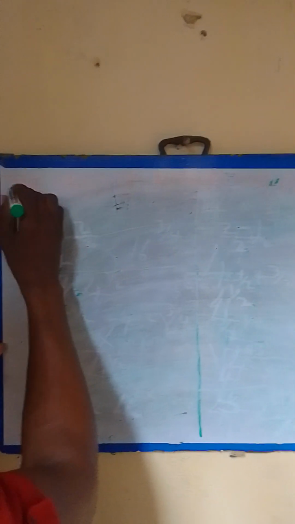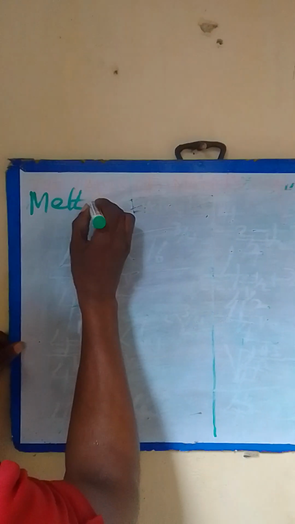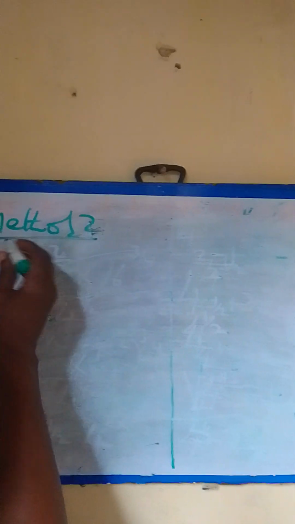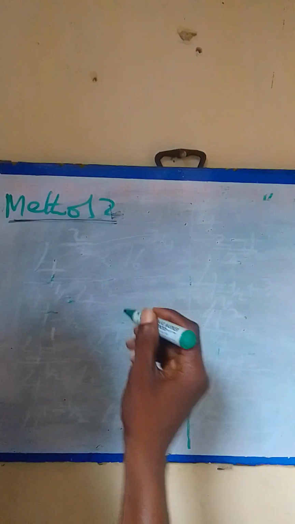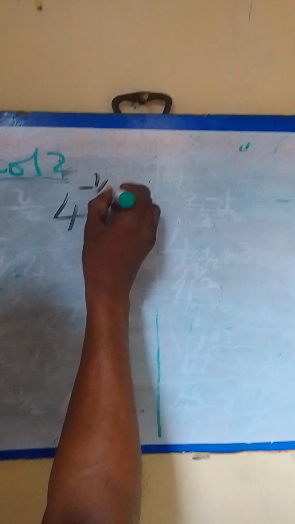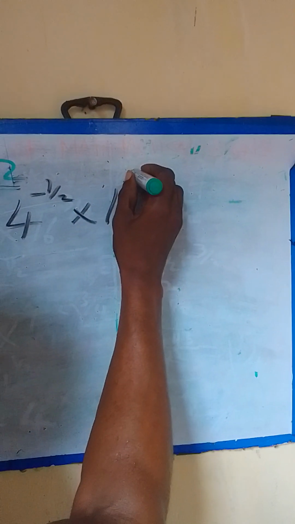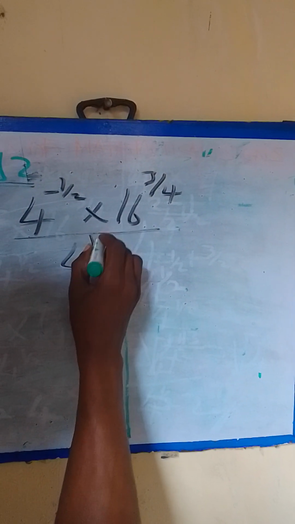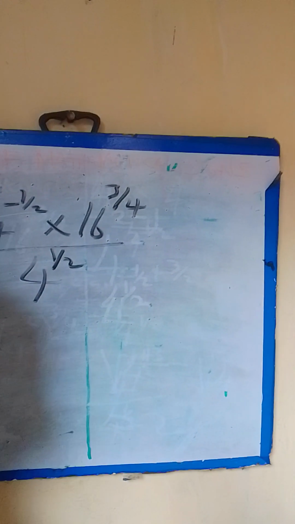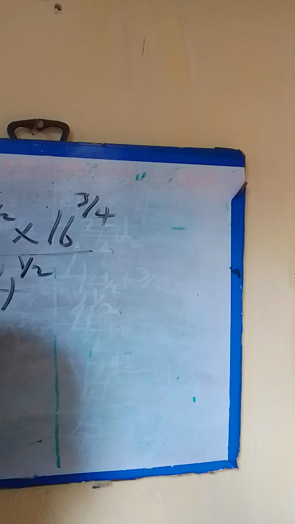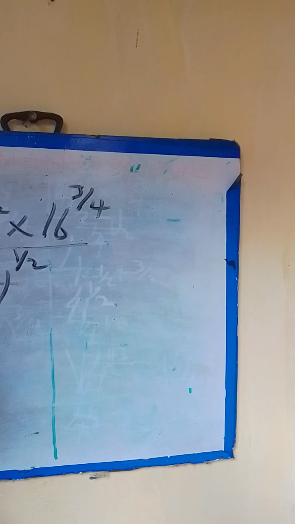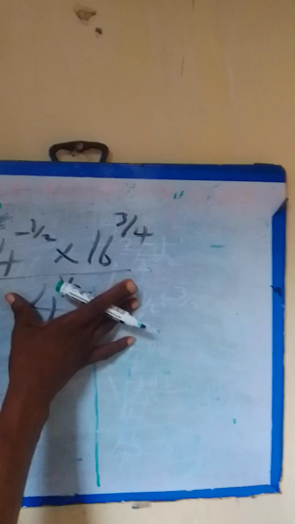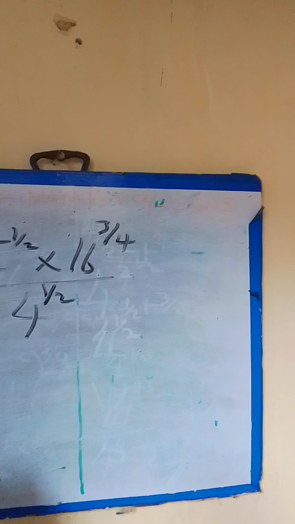Now, in the alternative method, let me say method 2. In method 2, we have 4 raised to power minus half times 16 raised to power 3 all over 4, all over 4 raised to power half. So that is what is given to us, and this is an alternative method 2. So I can also solve this differently from the other method.